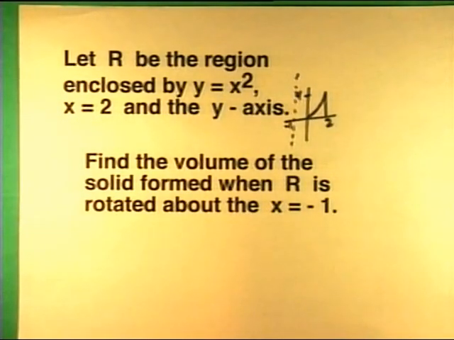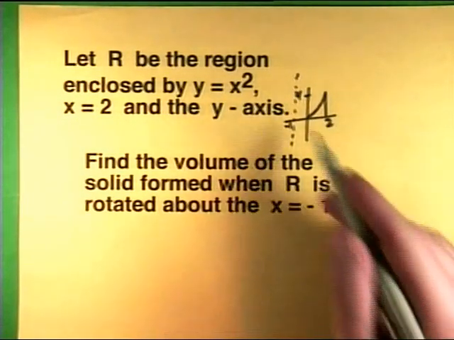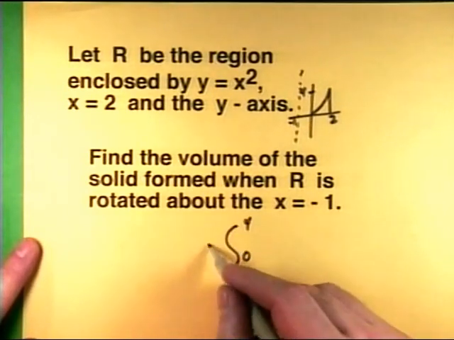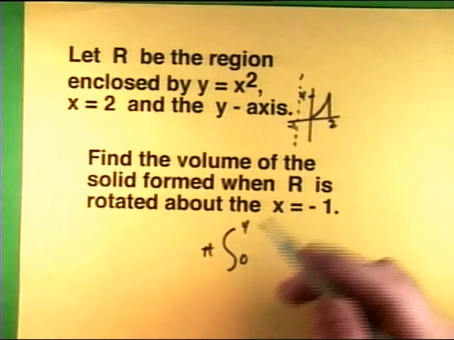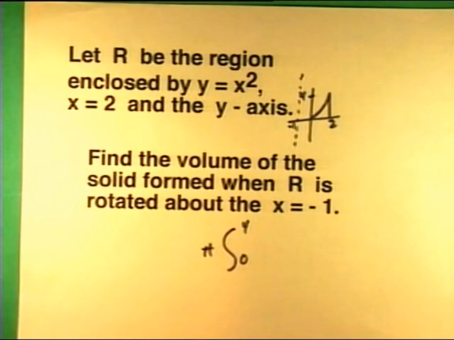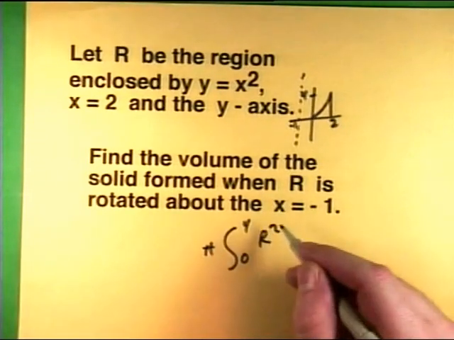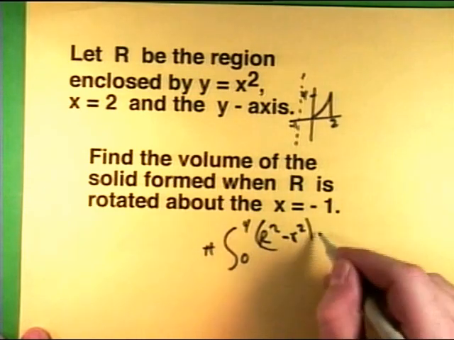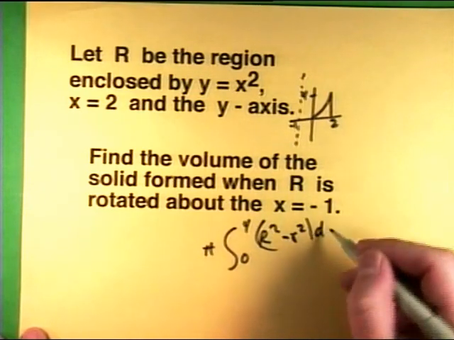Which one? 0 to 4. 0 to 4 because it's like the y-axis, right? Okay. And is there going to be a hole or no hole? There is a hole, right? Yes. Okay. So therefore, if there's a hole, it's going to be R squared minus r squared, right? Okay. So therefore, what are you going to do from there?